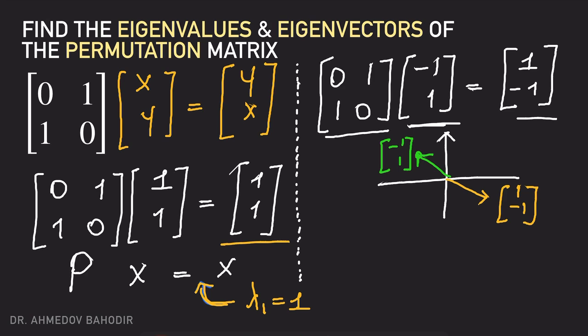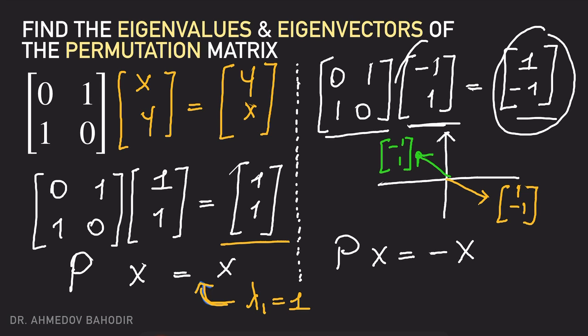Essentially, if you denote this as P and multiply it by x, what we obtain is simply minus x, right? This vector is simply this one multiplied by minus 1. So what's going to be the eigenvalue in this case? The second eigenvalue is going to be minus 1, and the second eigenvector is going to be this vector, minus 1 and 1. So these are essentially the eigenvalues and eigenvectors of this matrix.